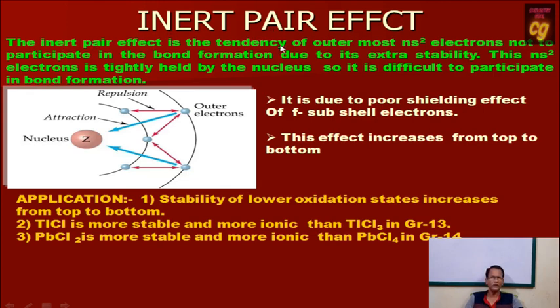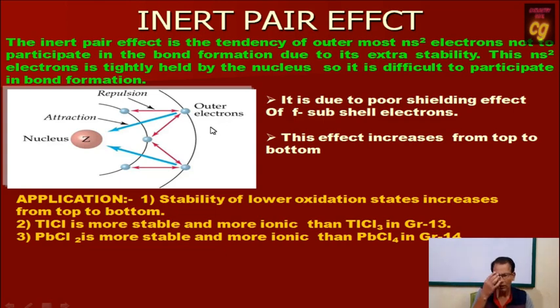The inert pair effect is the tendency of the outermost ns2 electrons not to participate in bond formation due to extra stability. Very important term. Again I am repeating: it is the tendency of the outermost ns2 electrons not to participate in bond formation due to extra stability. These ns2 electrons are tightly held by the nucleus. So the tendency to participate in bond formation is very less. This effect is called the inert pair effect.